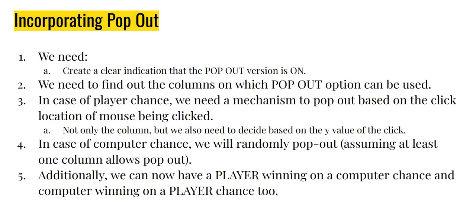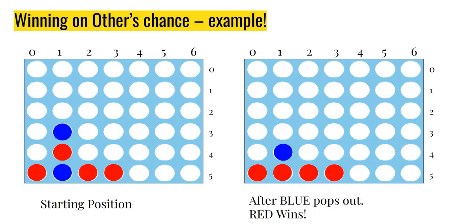And then there is a very interesting thing that comes up: now we have a situation where on a player's chance, the computer can win, and on a computer's chance, the player can win. Let's see how this can happen. Let's say, hypothetically, we have a situation where these three are red and these two are blue. Now, it's blue's chance to play. Obviously, this is not a good move, but it's possible, and hence we have to program for it.